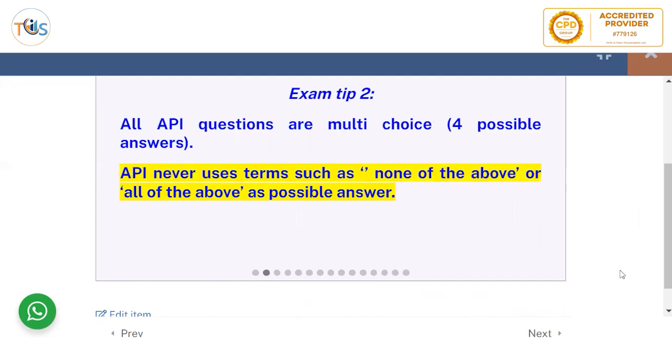API is multi-choice with four possible answers. It never uses such terms as none of the above or all of the above as a possible answer. They might say what is not valid, or except. All of these are valid except which one is not valid, or that sort of question, but they never say otherwise. So you have to choose only one answer, and that answer does not consider things like both A and B, or none of the above, or all of the above.